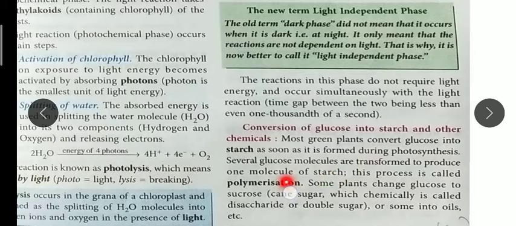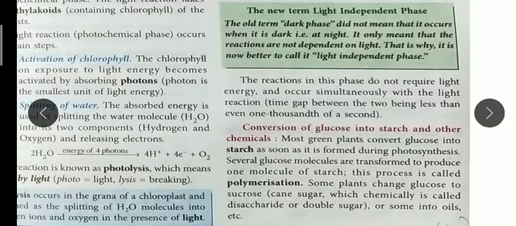This process is called polymerization. What is polymerization? When several units of glucose combine together, they form one molecule of starch. That is called polymerization. So remember the definition of polymerization.